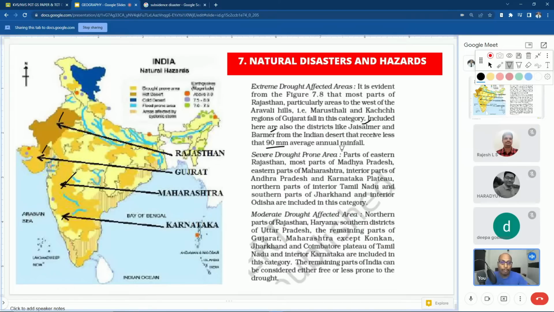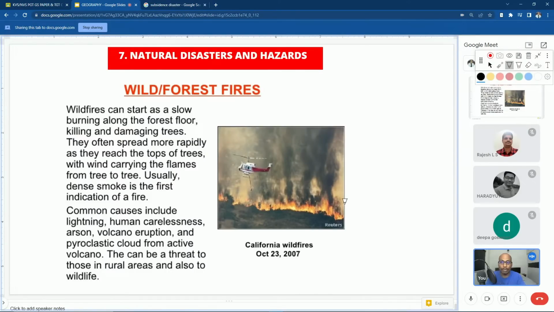Severe drought prone areas are parts of Madhya Pradesh, Rajasthan, and interior parts of Andhra Pradesh, Karnataka, northern parts of Tamil Nadu, and even southern parts of Jharkhand and Odisha. Then moderate drought affected areas are northern parts of Rajasthan, Haryana, Uttar Pradesh, Gujarat, Maharashtra, and some parts of Karnataka and Tamil Nadu. So if the arrival of the monsoon season is delayed, naturally the Indian subcontinent suffers this kind of natural disaster, drought. And places where there is less rainfall are extreme drought affected areas. Now let us go to the next one, wild forest fires.